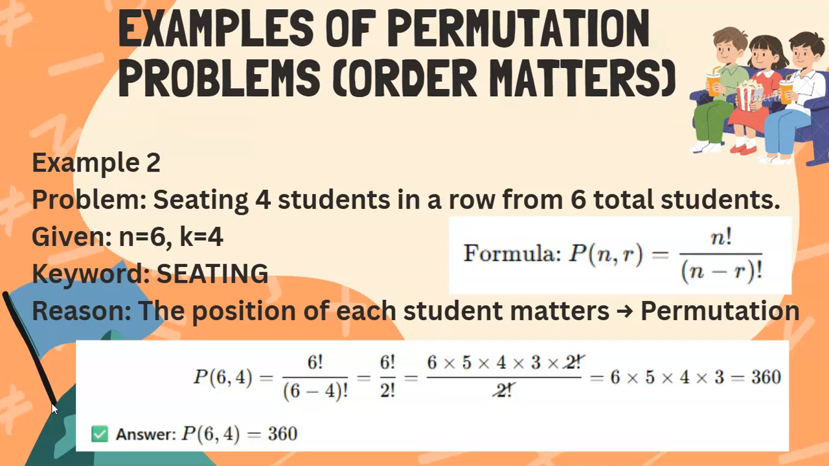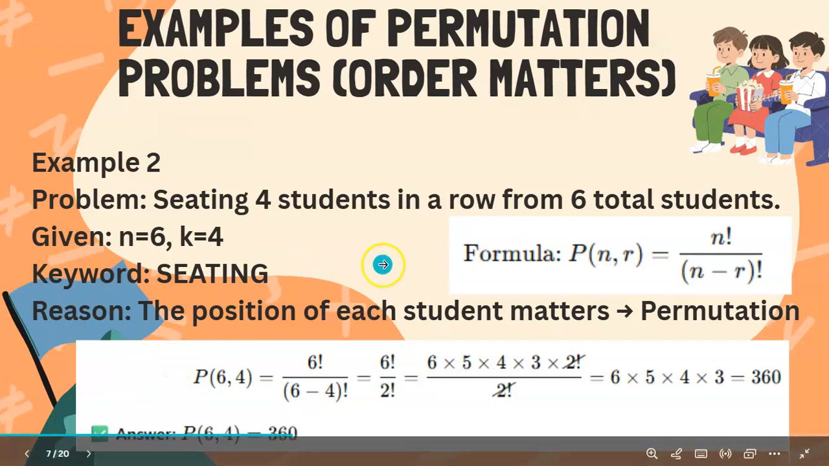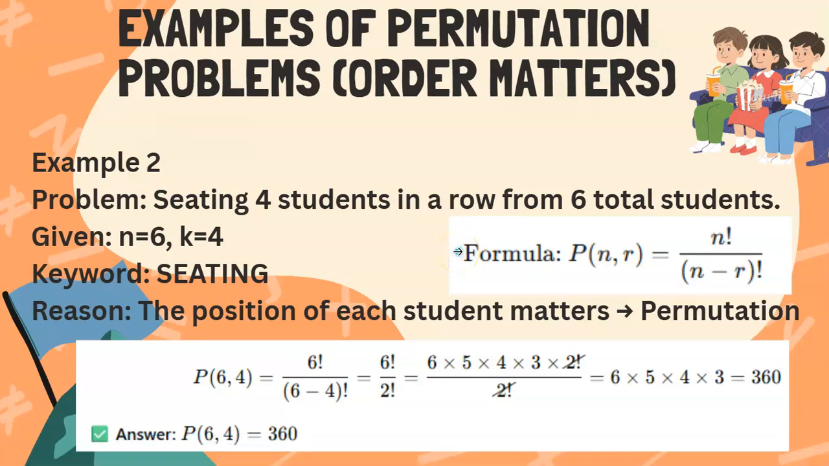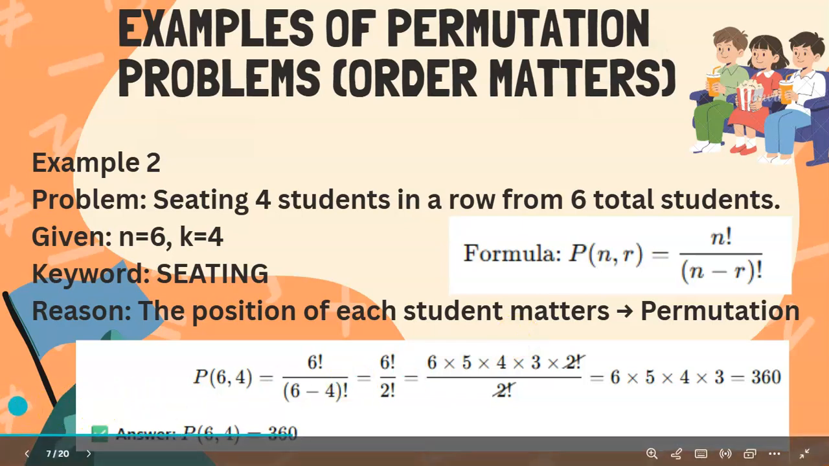Alright, so example number 2 for permutation, sitting 4 students in a row from 6 total students. So how many total students are there to be seated? 6. So n is equal to 6. How many students would be arranged in a row? 4. So k is equal to 4, r is equal to 4. So the keyword here is sitting. And why permutation? Because the position of each student matters.